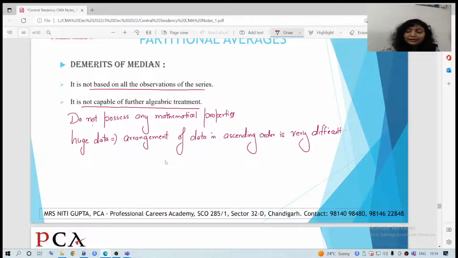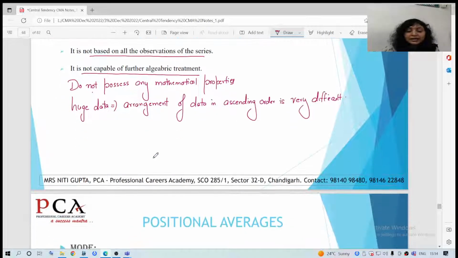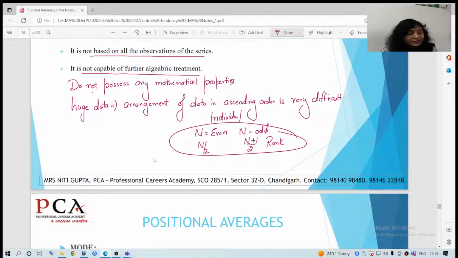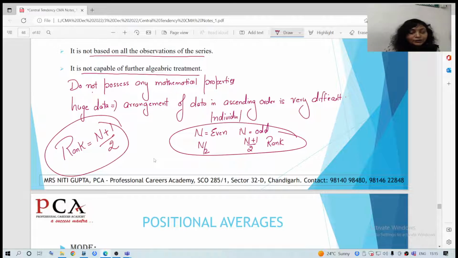And one more thing, in 11th you have discussed that in case of individual series, if the number of items is even, then you use n upon 2, and if the number of items is odd, then use n plus 1 by 2 to find the rank. No, this is not a correct thing. So don't take it in this manner. I have already explained, whatever the number of items is in case of individual series, whenever you have to find the rank, you have to find it in the form n plus 1 by 2.